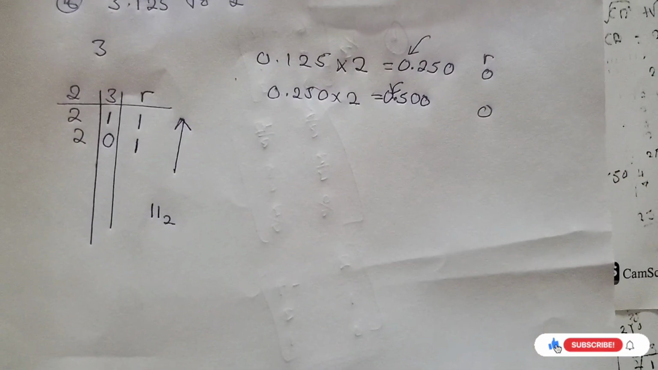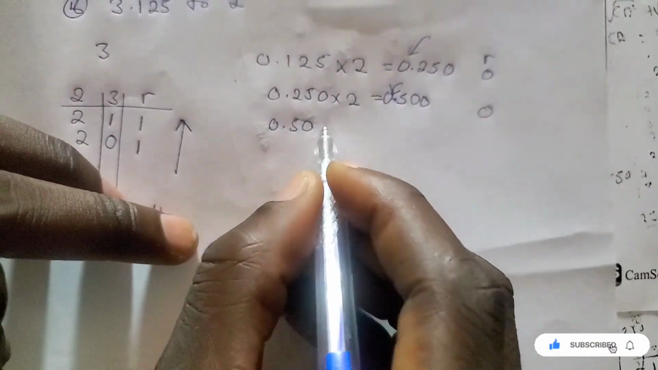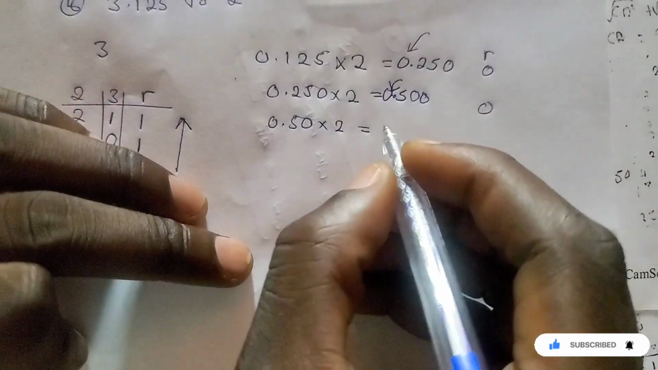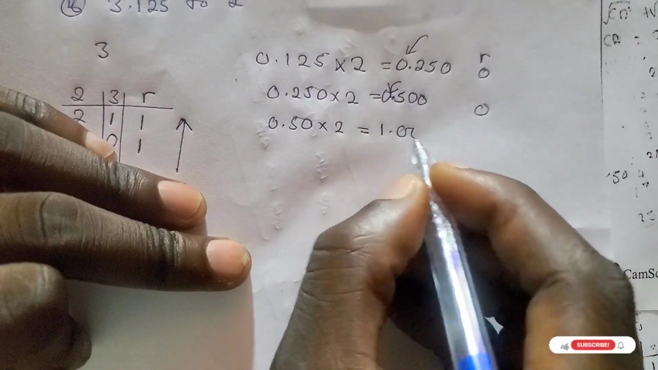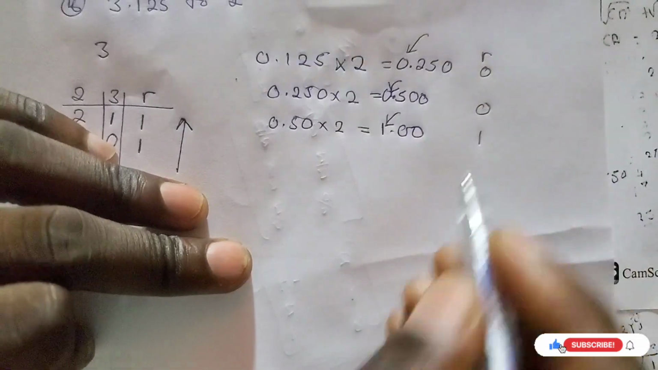Then you proceed. This 0.50 multiplied by 2. 0.5, half, times 2 is just 1. We're going to have 1.000. So we write this one here as a remainder, 1.